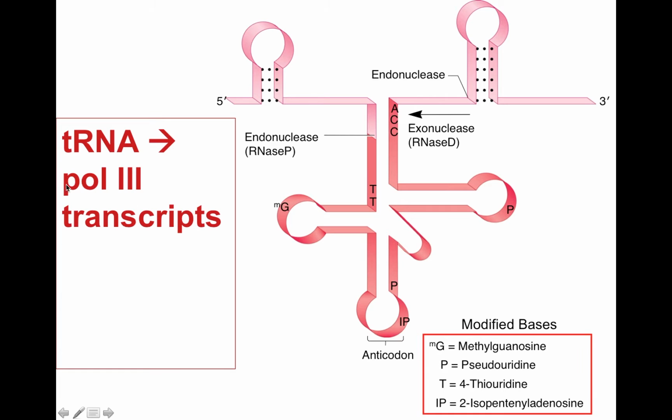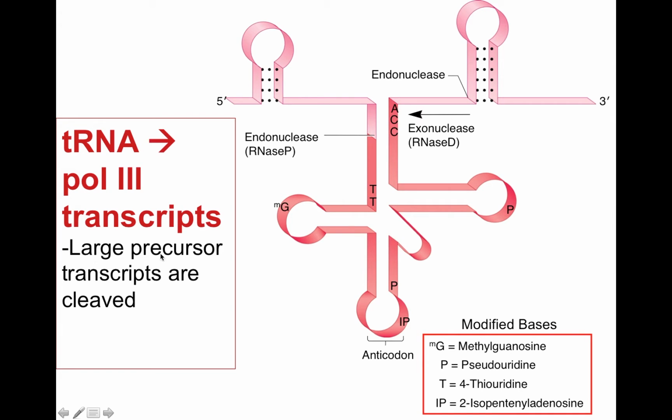tRNAs are produced by RNA polymerase III. They are produced as a much longer transcript than their final functional product. So a large precursor is produced, which is then subsequently cleaved by an endonuclease, RNase P. It cuts it right here and releases this portion of the RNA. And also another endonuclease releases this portion.